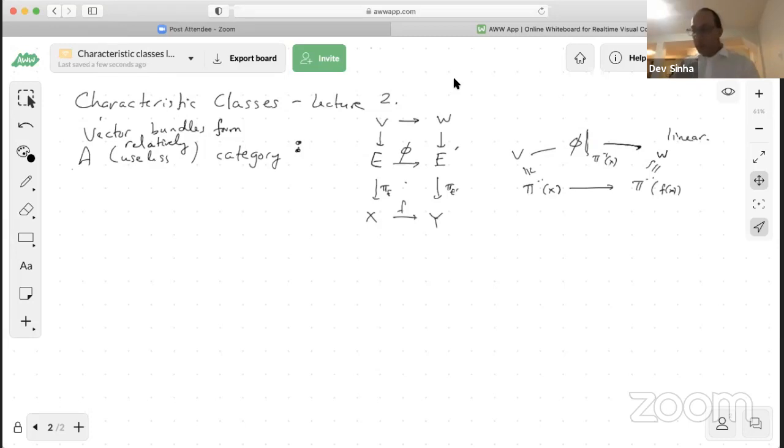So it's pretty immediate that these will compose: linear maps compose, and continuous maps compose, and if this diagram commutes, then the diagram with X to Y to Z will commute. So it is a category, that's fine.